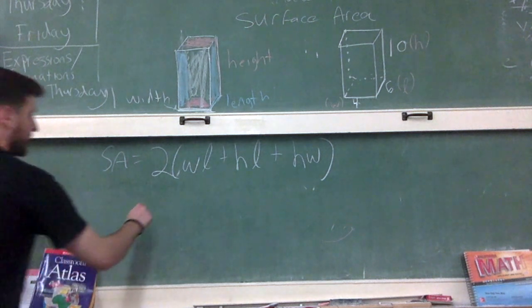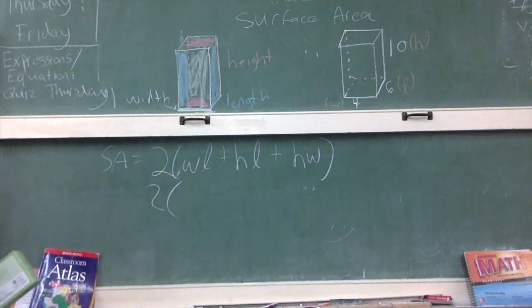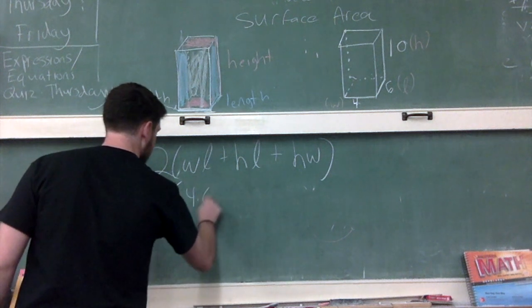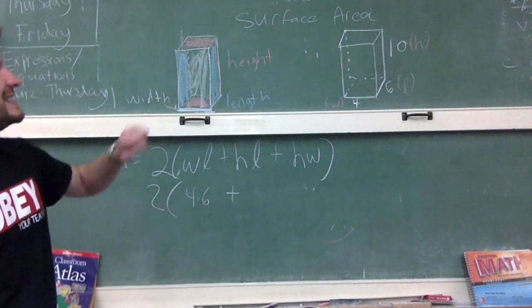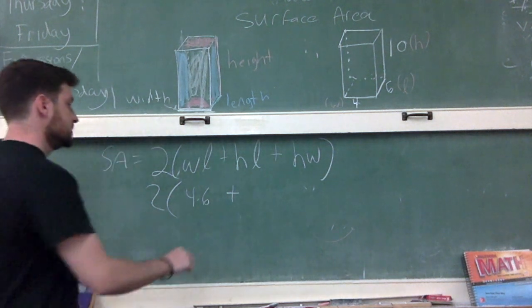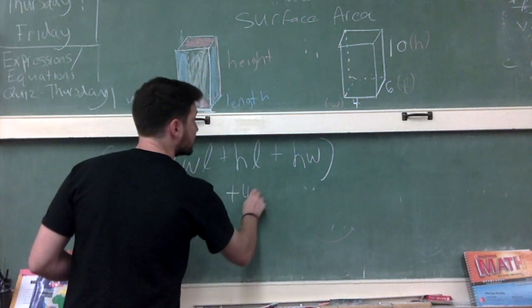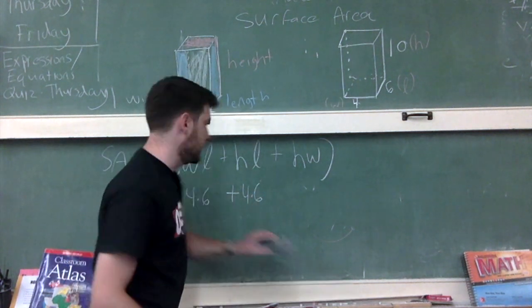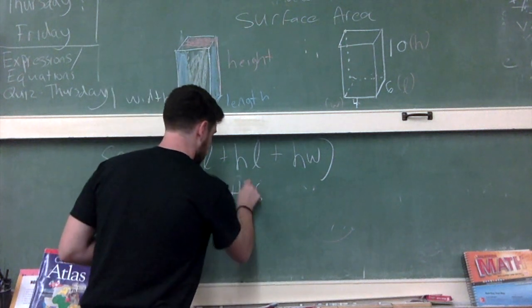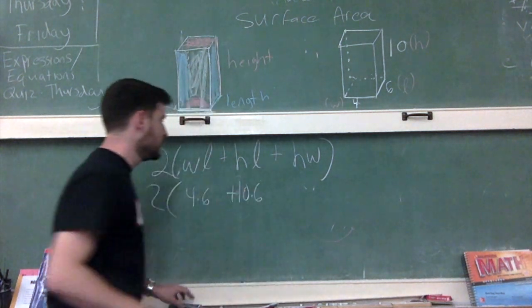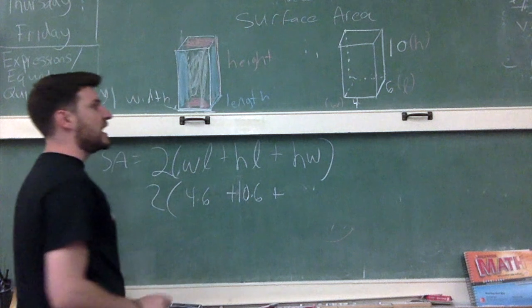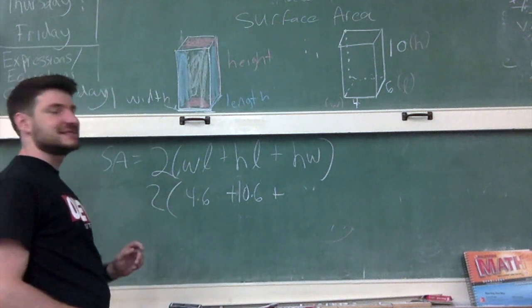Surface area is 2 times, well, we know according to this that our width is 4 and our length is 6. So I'm going to say 4 times 6 plus our height is 10. Our length is 6. Sorry, my mistake. I didn't mean to write 4. I meant to write 10. Good catch. Sorry, 4 times 6 plus 10 times 6 plus, finally, our height and our width. Our width is 4. Our height is 10.